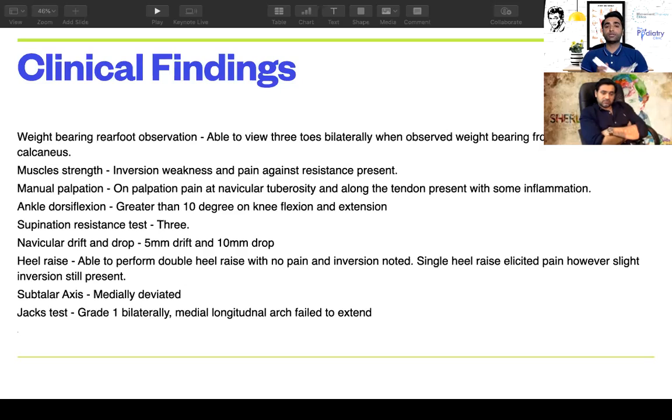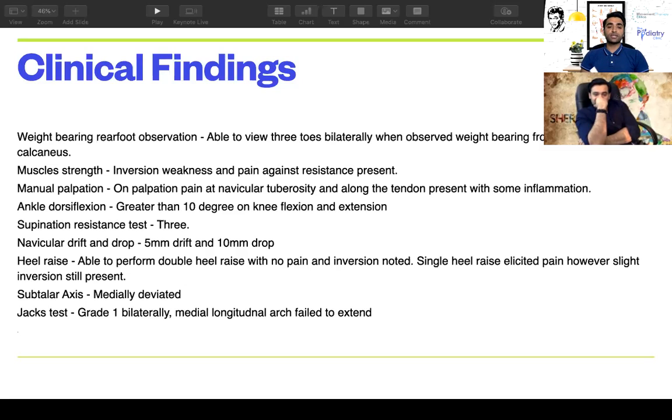Ankle dorsiflexion showed reduced movement upwards, and tight calf muscles are quite often associated with that. Supination resistance is a little test we do with 2 fingers on the medial aspect: you lift that, and it gives you an idea how much force is needed to lift the arch up. Navicular drift and drop. Able to do double heel raise with no pain and inversion noted. Single heel raise elicited pain.